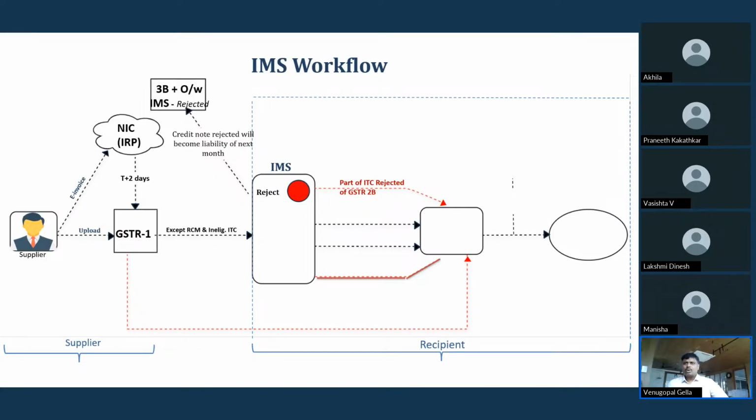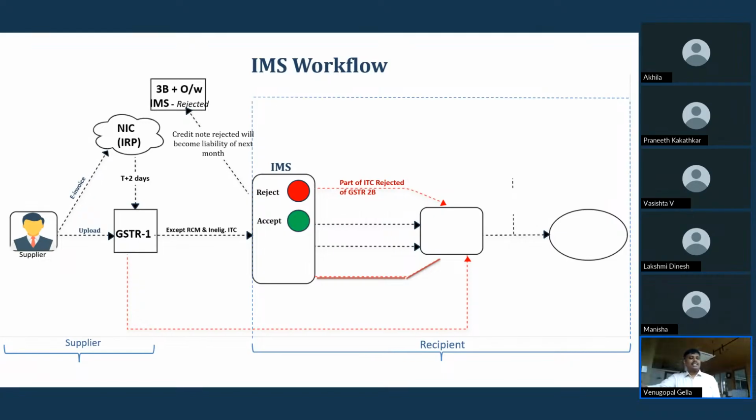Now, why next month? Because there would always be a timing difference between when the supplier is filing and when the recipient is filing. So they made it a system that all credit notes rejected in this month will be added as a liability to the supplier. Now, this makes it very important that the supplier should know which documents have been accepted and which documents have not been accepted.